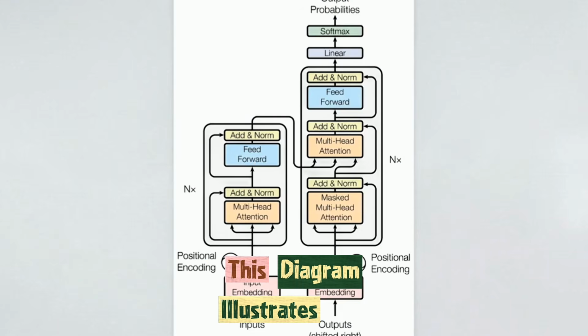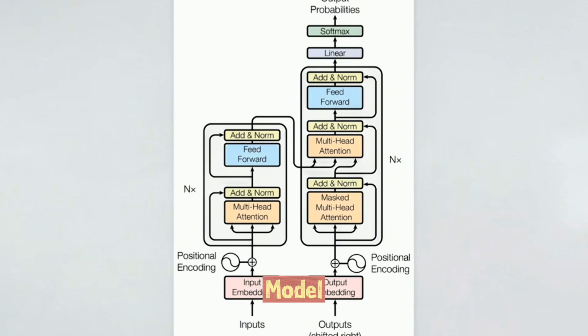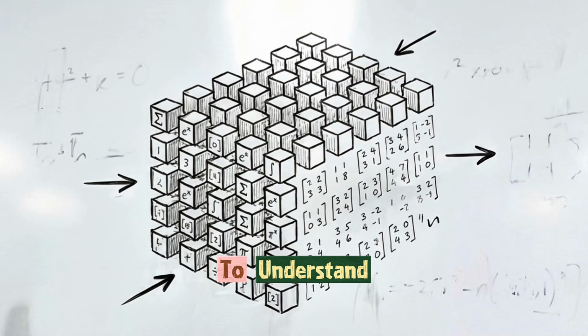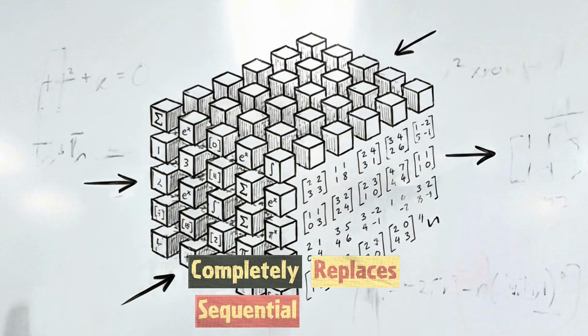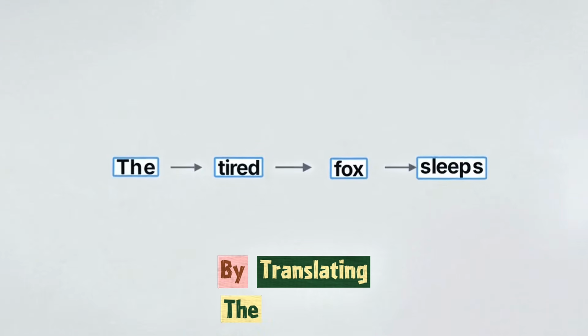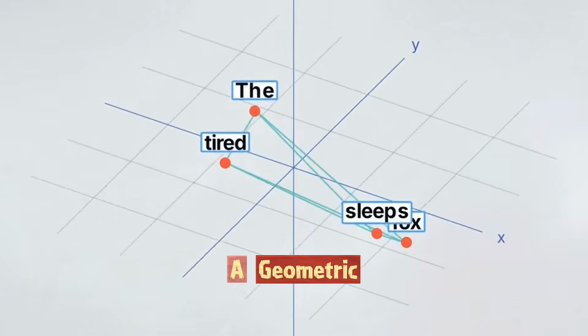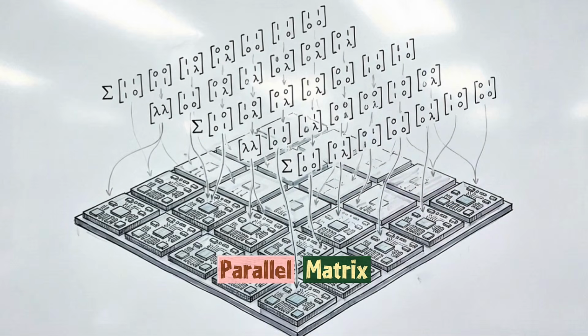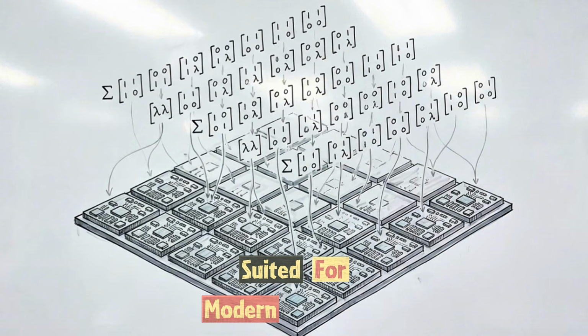This diagram illustrates the macrostructure of that new model, the transformer. It is split into two distinct pathways. On the left is the encoder stack, and on the right is the decoder stack. To understand how this completely replaces sequential memory, we need to trace the exact mathematical life cycle of a data tensor as it flows through this specific architecture. By translating the temporal problem of language into a geometric one, the transformer converts sequence modeling into an embarrassingly parallel matrix operation, perfectly suited for modern hardware.